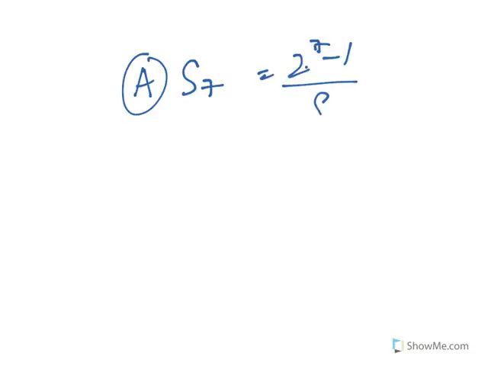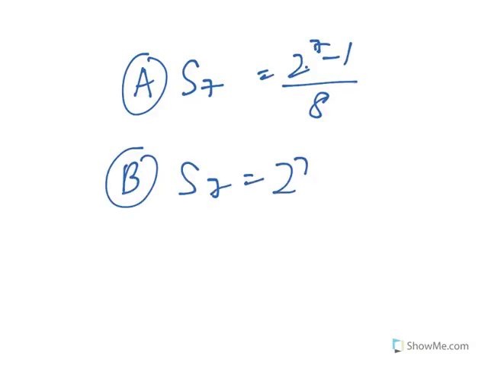You realize that the sum of 7 for A will give you 2 power 7 minus 1 over 8. The sum of 7 for B will also give you 2 power 7 minus 1 over 8. I'll leave you to do the verification for yourself.